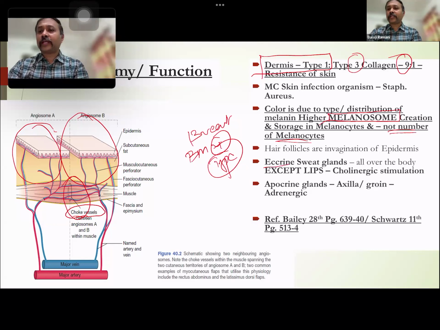And eccrine sweat glands are present everywhere except at the lips. We know that. That is why they are especially common in the palms and soles. So these are the areas where they are found in high numbers. That is the reason why we have sweaty palms whenever we are stressed.